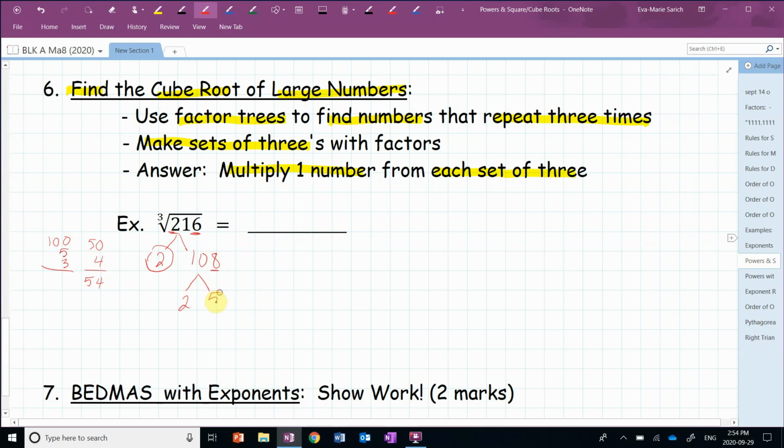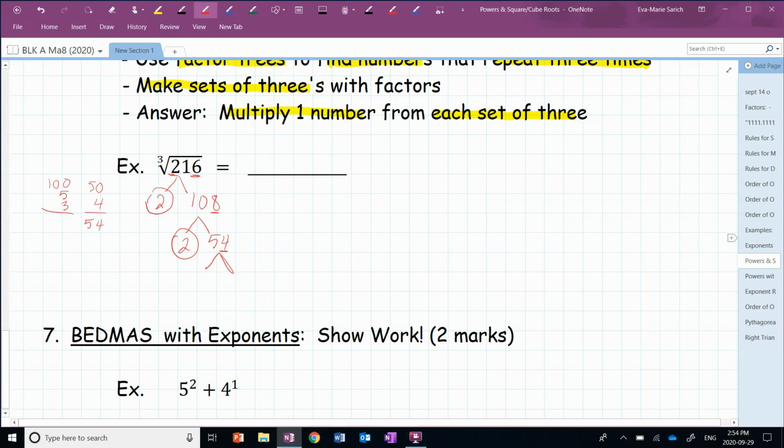So 2 times 54. Now I'm hoping you recognize 54 is also even. So you're going to take half of 50, which is 25, and half of 4, which is 2. That's going to give you 27. So 2 times 27. Now we just looked at an example up there where we figured out how 27 can be multiplied. I'm thinking a lot of you can think it's 3 times 9. So 3 is prime, we'll circle it, and 9 breaks down into 3 times 3. So we finished our factor tree ending in all prime numbers.